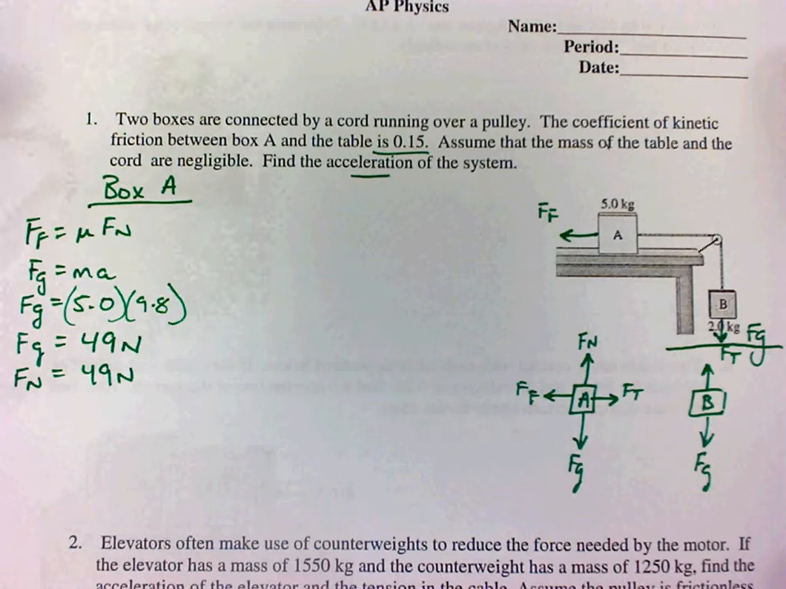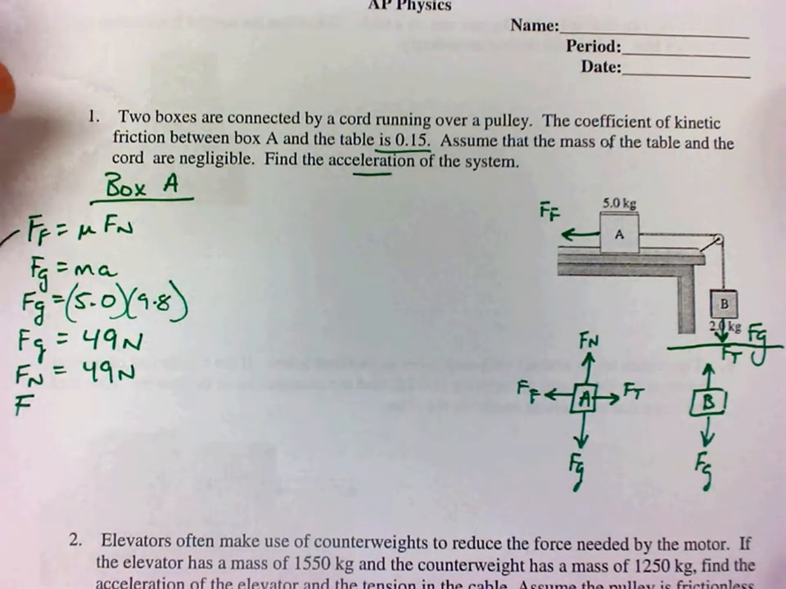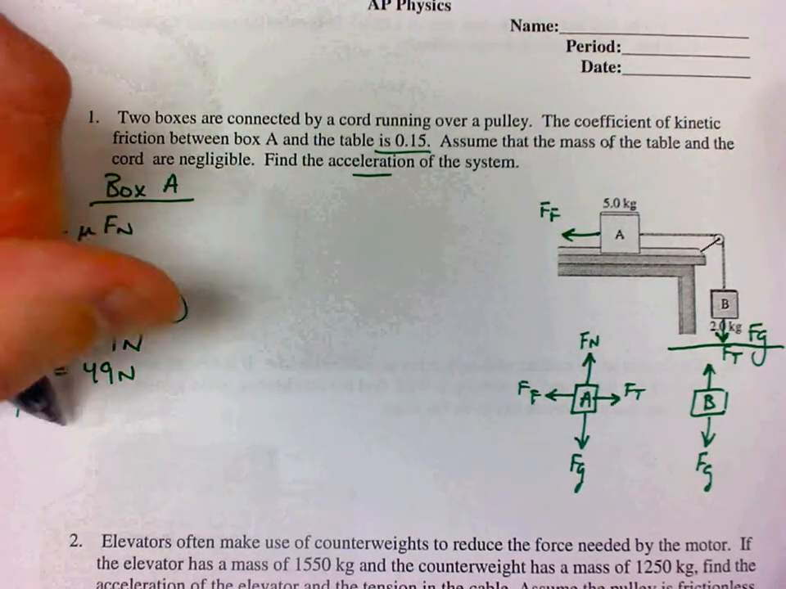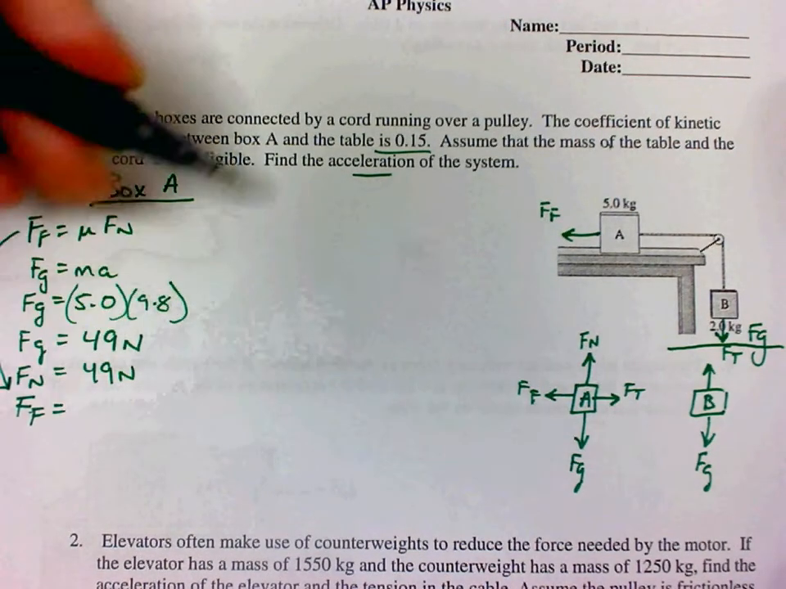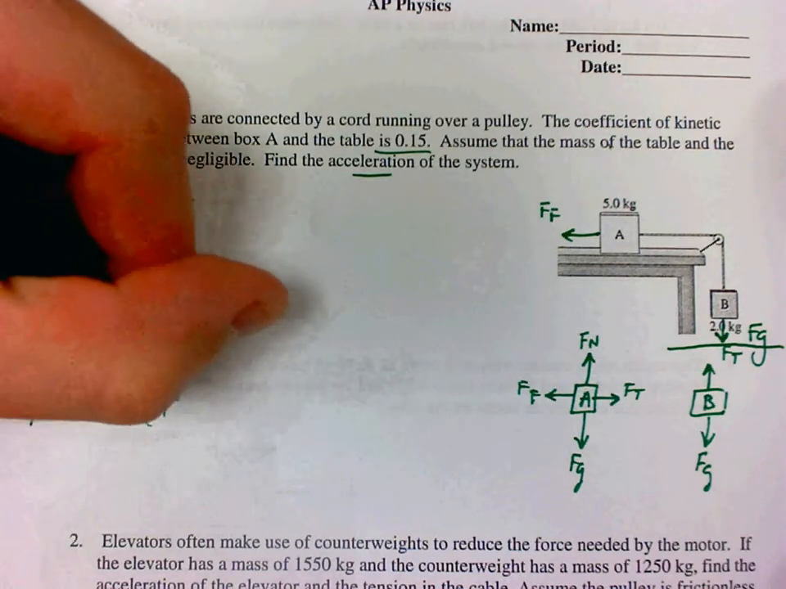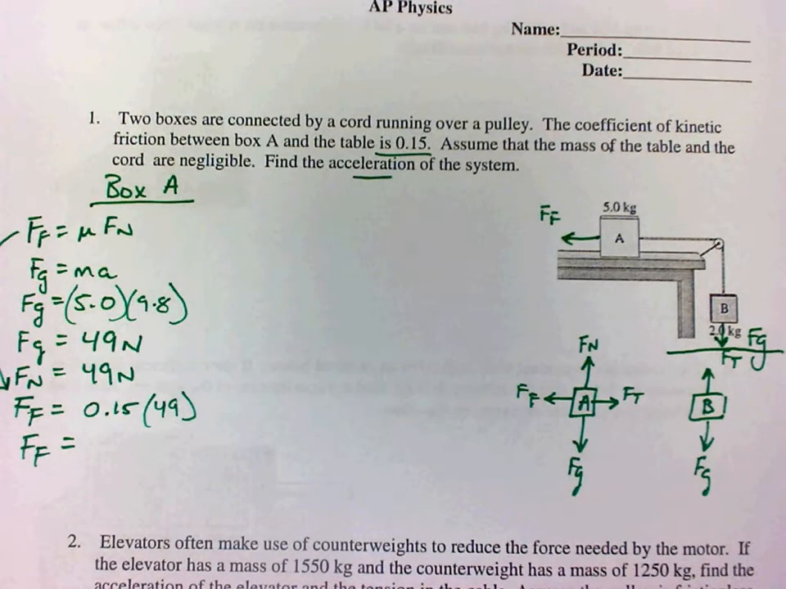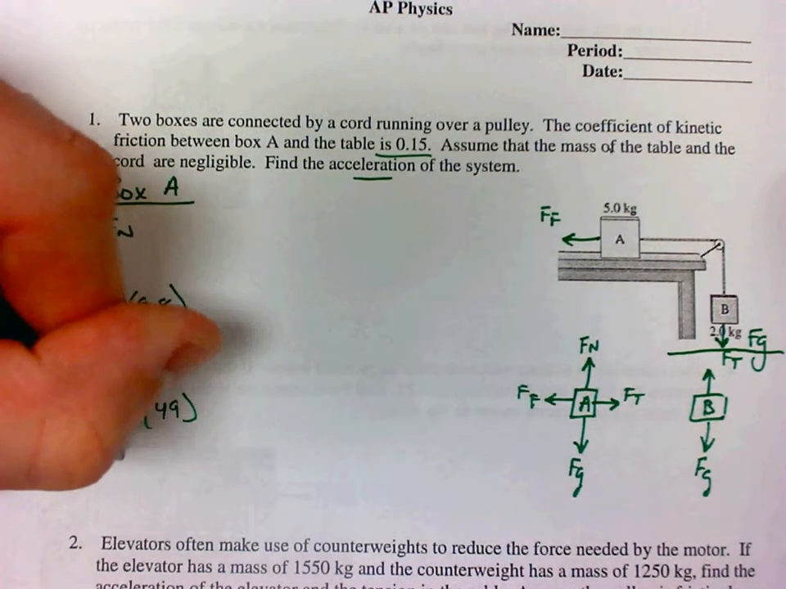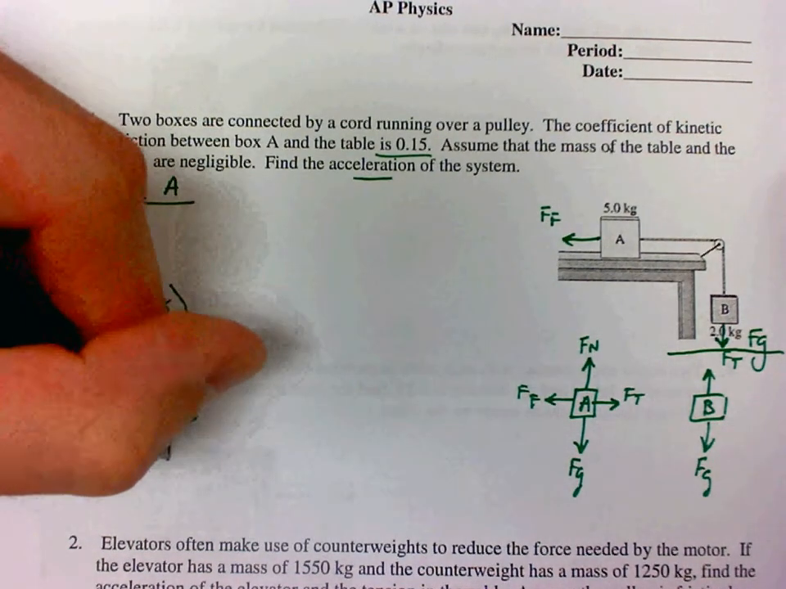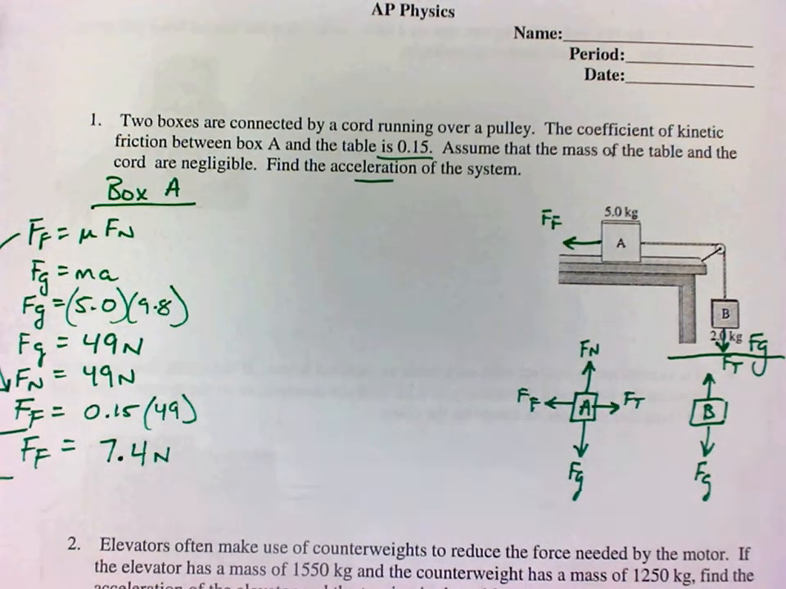And now we have all the information we need to solve for Ff. I'm going to pull back down this equation, and we're going to say Ff equals our coefficient, which is given in the problem, times our normal force, which is 49. And we can figure out what our force of friction is going to be. That's coming out to be 7.4 newtons. Okay, so we'll box that in. That's going to be important here in a couple of seconds. We'll come back to that.